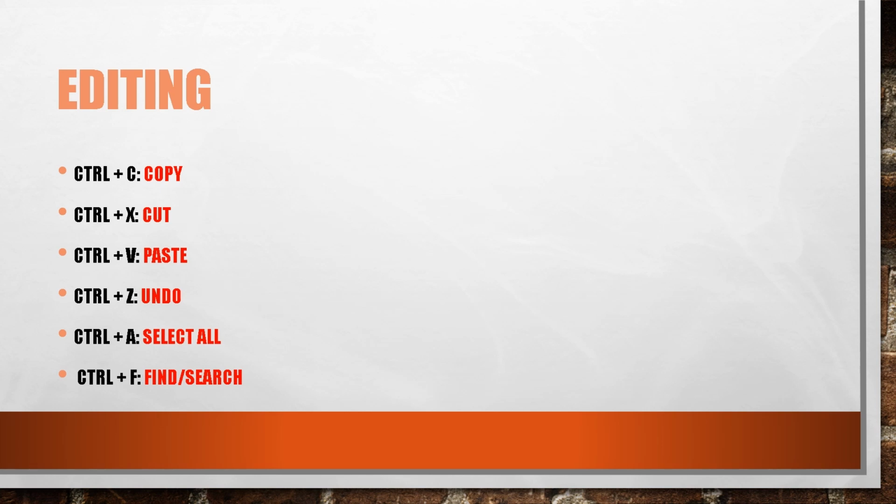Then the next one is cut. If you want to cut a group of words, all you do is press Ctrl X. For paste, you do Ctrl V. For undo, you press Ctrl Z. For select all, if you want to select the whole document, you just press Ctrl A. If you want to find or search for words in a document or in an article, you press Ctrl F.